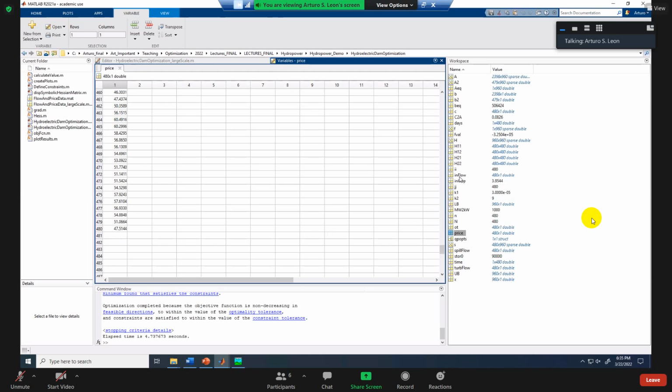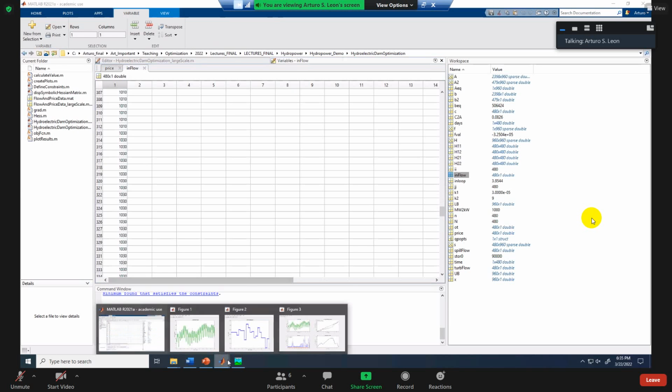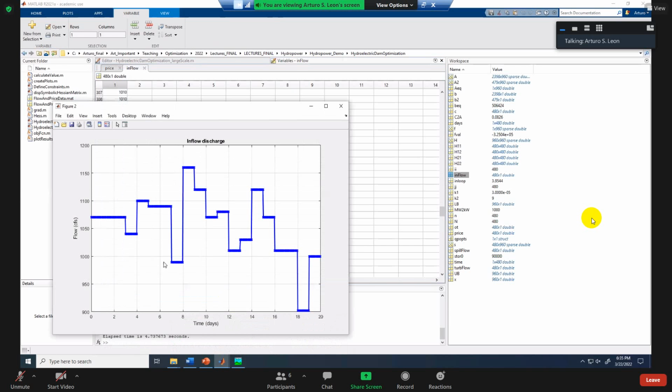Inflow, in the same way, guys, this is my data. Oh, yes, it's changing. The inflow is changing. So you guys can see here, the inflow. This, guys, is the inflow. You guys can see the inflow is changing, right?